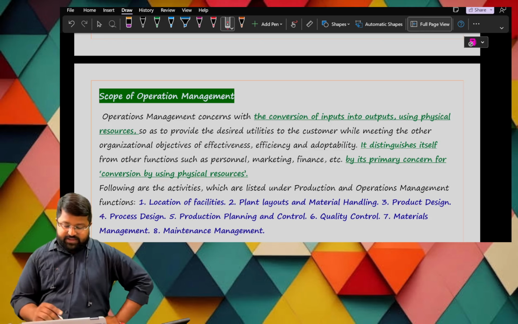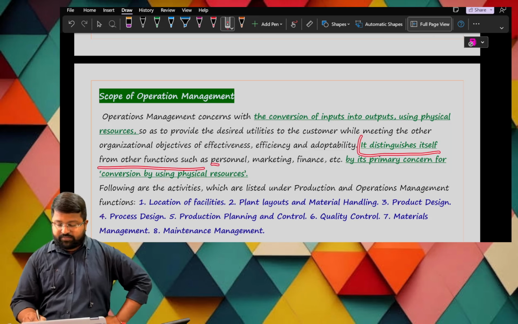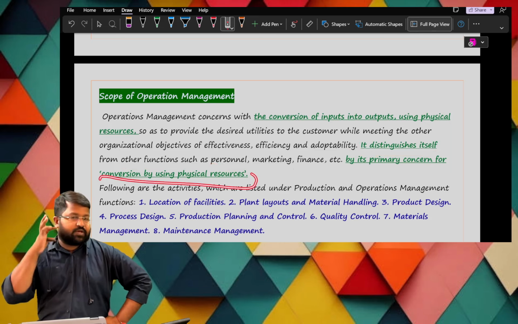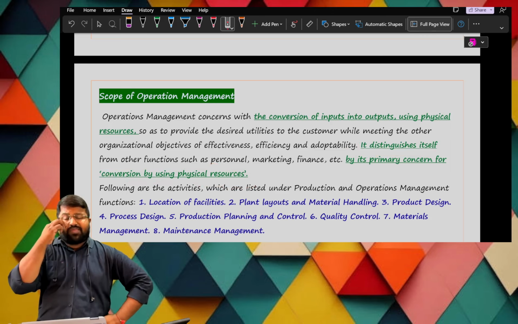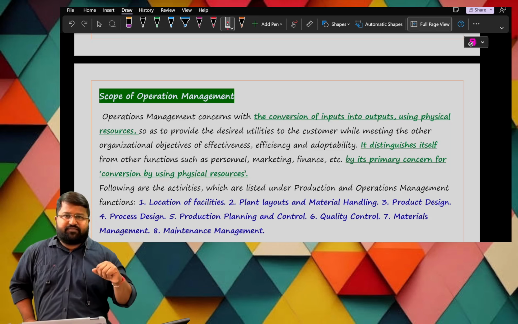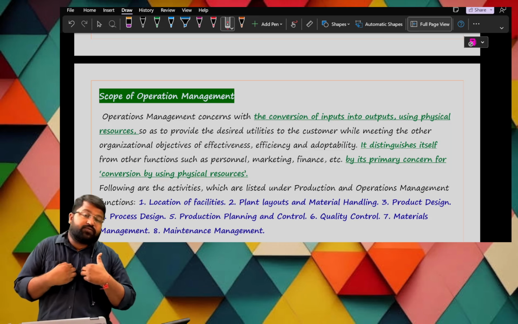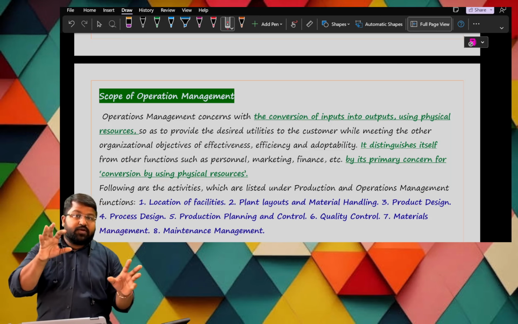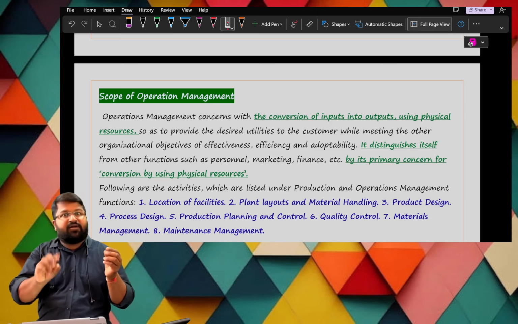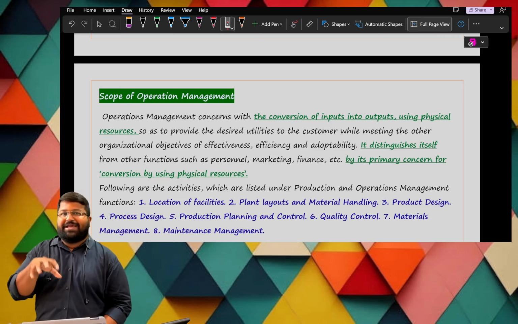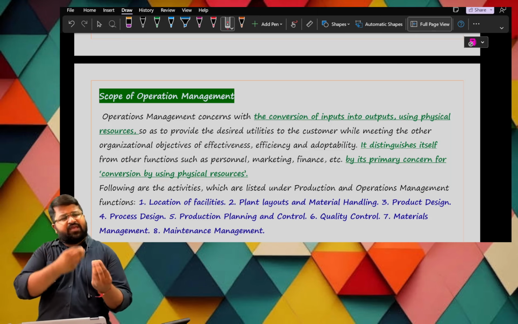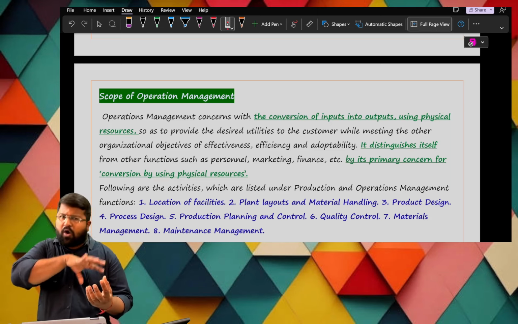Okay. Next, it distinguishes itself from other functions such as personnel, marketing, finance, etc. by its primary concern for the conversion using physical resources. For example, this is HR. Their main objective is what? To get the staff. Okay, but our operations management objective is what? To take inputs, do the process, and convert them into outputs. So even HR is also a part of operations management. Why, sir? Because inputs include what? Labor, some workers will be used. If I'm using skilled workers, I am safe. Okay now. So it covers every area. It encompasses all activities.